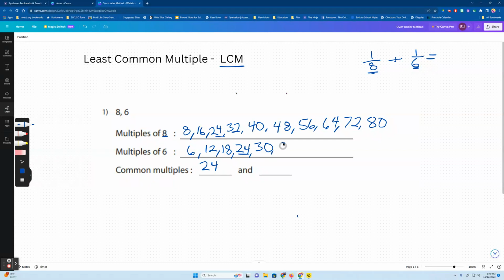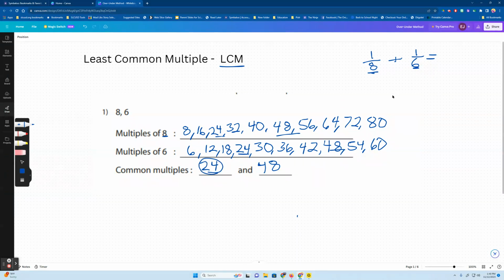6 times 6 is 36. 6 times 7 is 42. 6 times 8 is 48. 6 times 9 is 54. And 6 times 10 is 60. So where are my common ones here? We already found 24, not 30, not 36. Looks like 48 is one. So we have 24 and 48 as common multiples. The LCM would be 24, the least common multiple.